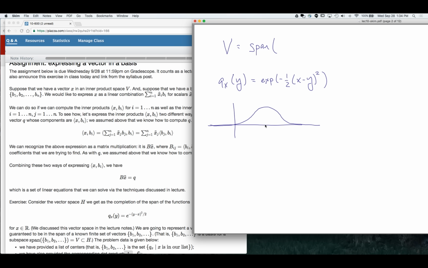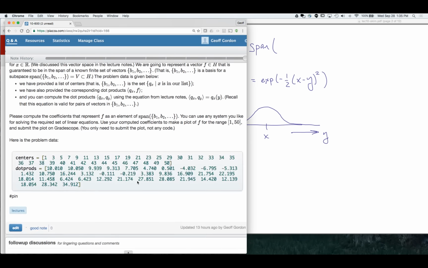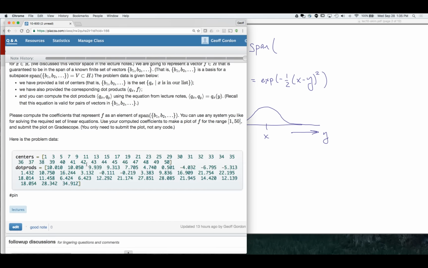And the center here, this would be x, right? And then the argument of the function is the horizontal axis. So this is q_x of y. This here is x, the horizontal axis here is y, and the vertical axis is q_x of y. And so x here says where the function is centered, meaning what is the highest part of the function. And so we're calling the x's the centers. And we gave a list in the assignment here, right? So down here we have this set of centers.